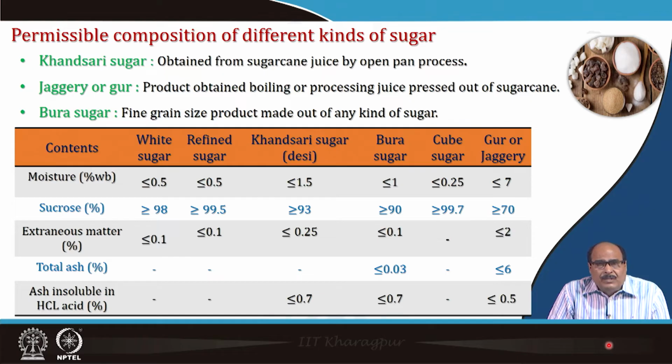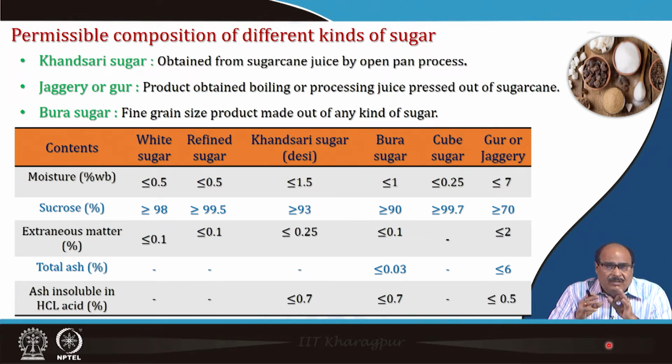Then the permissible composition of different kinds of sugar for use in different products in fruit and vegetable processing or other products. The sugars may be khandsari, which originates from sugarcane juice by open pan process, or jaggery or gur, which is the product obtained by boiling or processing the juice pressed out of sugarcane, and bura sugar, which is a very fine grain size product made out of any kind of sugar. Again, the FSSAI standards prescribe standards for various types of sugars like white sugar, refined sugar, khandsari sugar, bura sugar, cube sugar, or gur or jaggery.